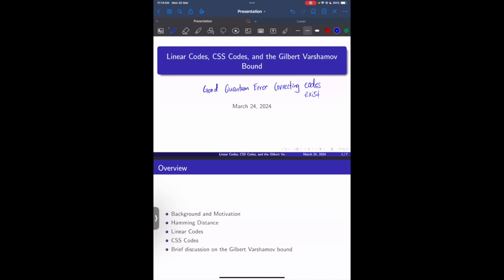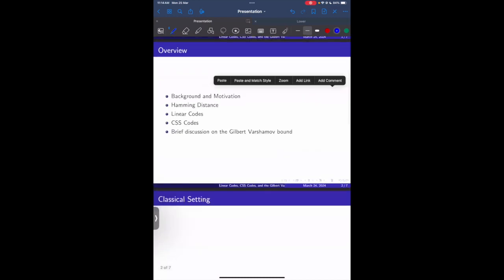Right. So for the overview of this presentation, I'll be giving a bit of background for error correcting codes in general, and run through a few examples. Then I'll be talking about linear codes, which is the one that is more relevant to today's presentation. After which I'll be discussing the actual CSS codes themselves. And then I'll give a brief discussion, but I won't prove the Gilbert-Varshamov bound and the quantum version of the Gilbert-Varshamov bound, which is a non-constructive proof that demonstrates the existence of codes with certain parameters, right?